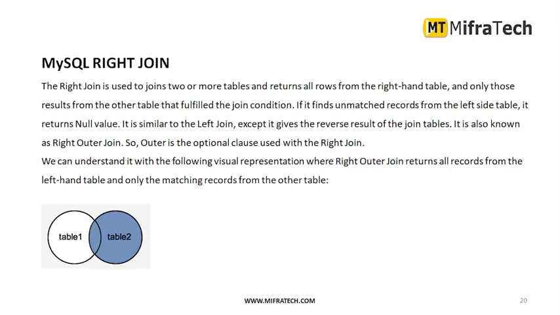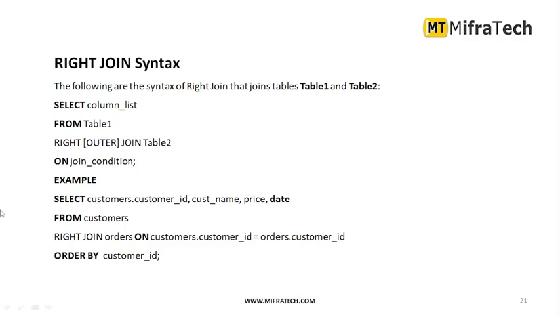We can understand it with the following visual representation. Here, it will display table 2 as the overall result, and it will display the similar output with table 1. Here you can see the syntax similar to the left join. You can see the example: select customers.customer_ID, customer name, price, date from customers right join orders on customers.customer_ID equals orders.customer_ID, order by customer ID. We are selecting a customer ID.